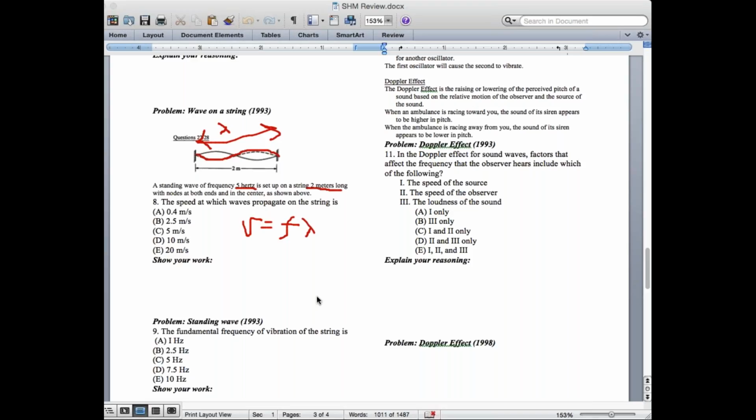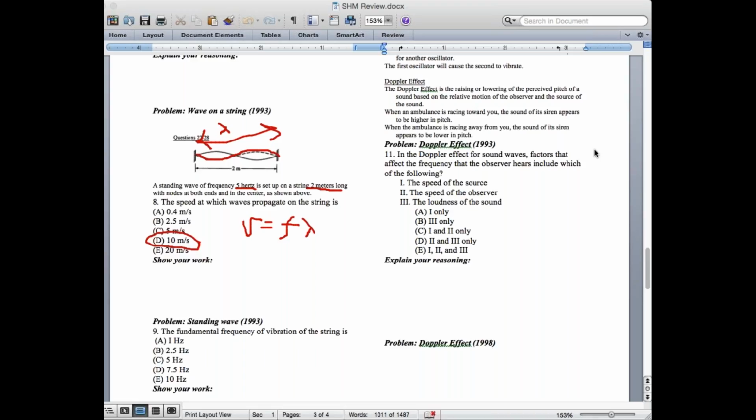Now the second question: we're asked to find the velocity. If we think about it, the frequency is 5 and the wavelength is 2 meters. We're just multiplying those two things together, and we get 10 meters per second. Not all that bad.